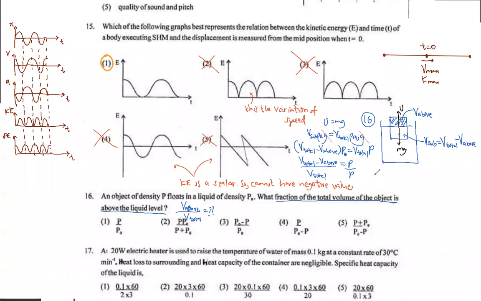And we can divide them: 1 minus the ratio we are looking for, V above over V total. I'm getting that V above over V total is equal to 1 minus P over P naught. I think it should be P naught minus P over P naught. I'm getting the third answer, people. Anyone else?